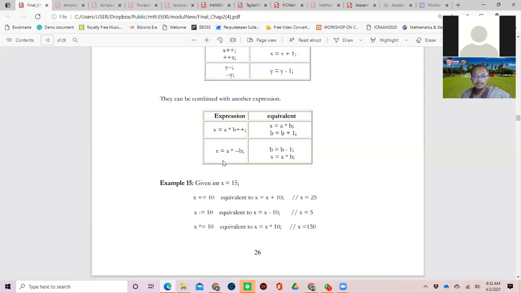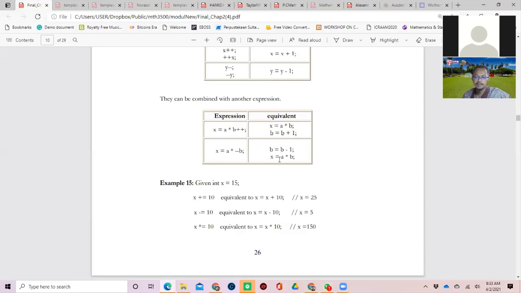Okay, and then if we have x equals a times minus minus b, it is different here: minus minus is in front, while in the previous one plus plus was at the back. So what we need to do is b equals b minus 1 first. Since minus minus is in front, we calculate b minus 1 first. So b plus 1 at the back, but this one b minus 1 first, because of the position of minus minus. And after we calculate this first, we then multiply by a.